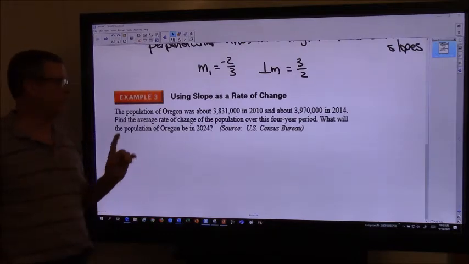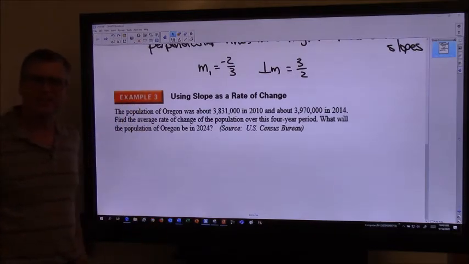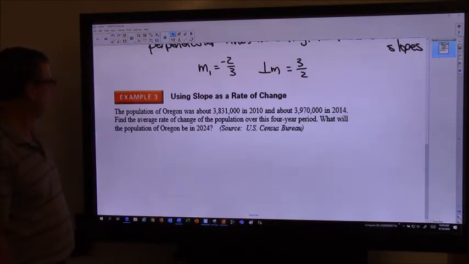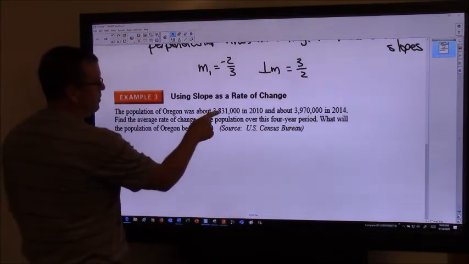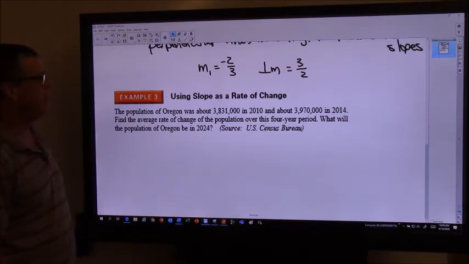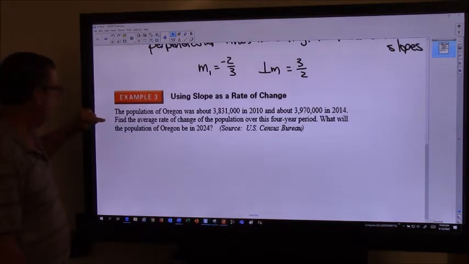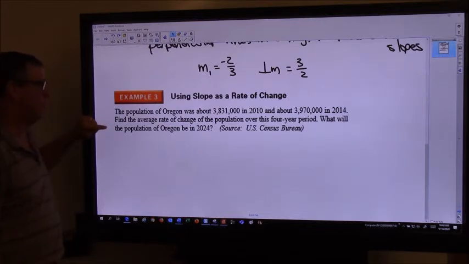All right, so I stole this example out of our book. It's a little blurry. I can't really get it to focus in, but hopefully you can read that. It says here the population of Oregon was about 3,831,000 in the year 2010, and about 3,970,000 in 2014. Find the average rate of change of the population over this 4-year period. What will the population of Oregon be in 2024?